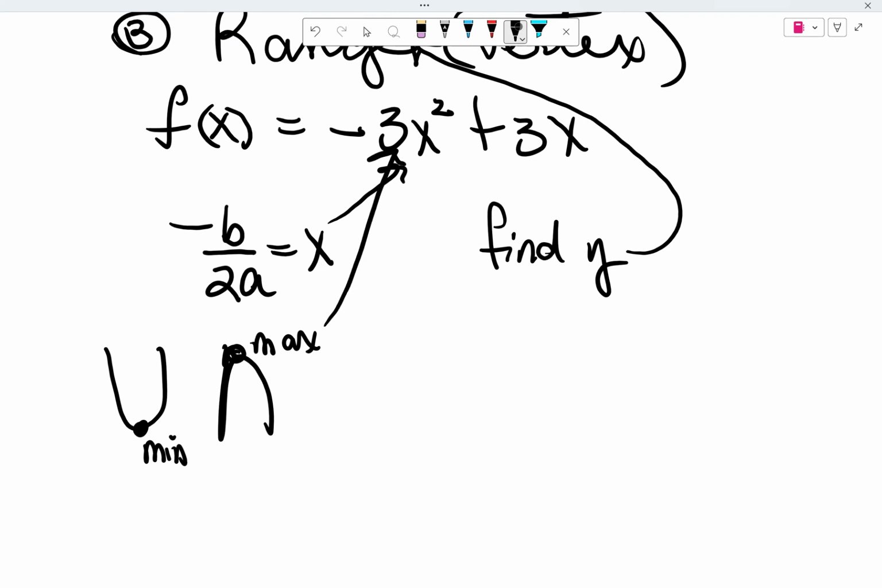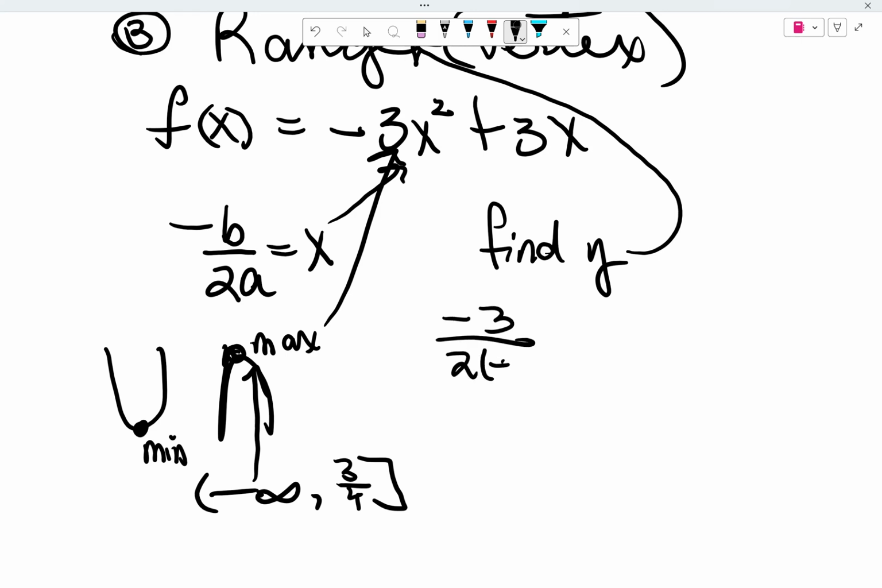A is negative, so it's a maximum. So in this case, that means that this is coming from negative infinity up. So that'll be negative infinity, comma, and then when you work this out, you are going to get 3 over 4. But let me show you how. So negative b over 2a, negative 3 over 2 times negative 3, ends up being negative 3 over negative 6, which is 3 over 6, which is 1/2. That is your x.